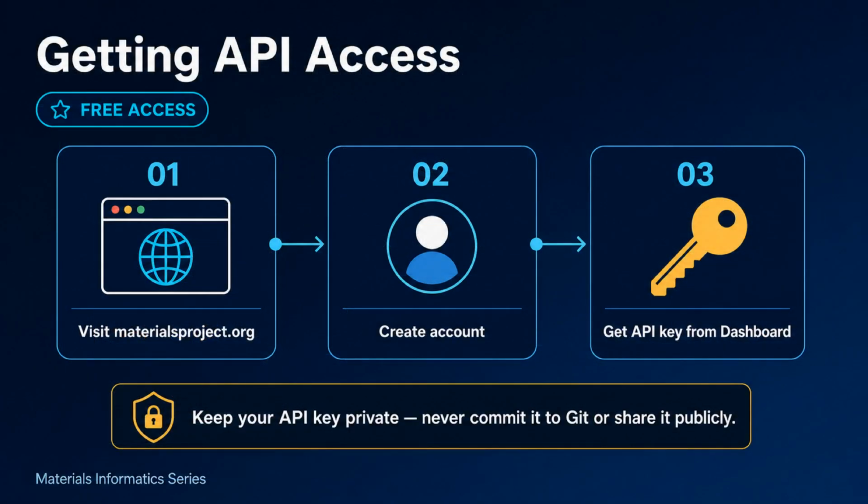To use Materials Project, first create a free account at materialsproject.org. After logging in, navigate to Dashboard and find your API key. This key authenticates your requests. Store it securely and never commit it to public repositories. The free tier provides generous rate limits for research use.